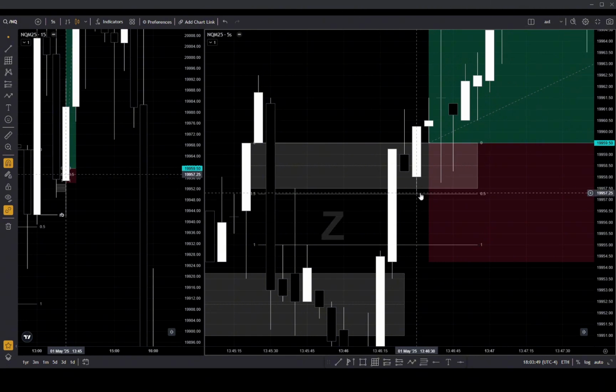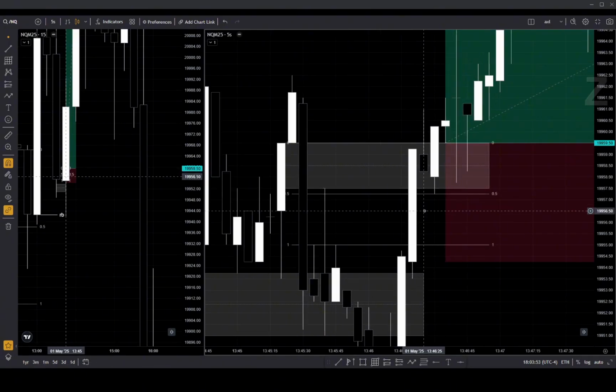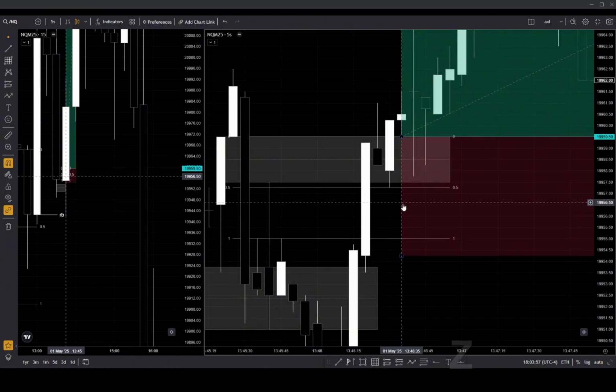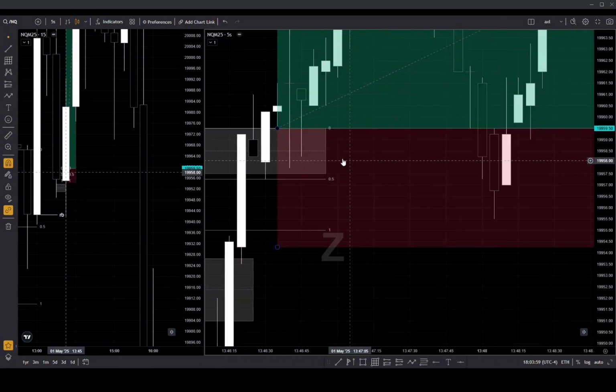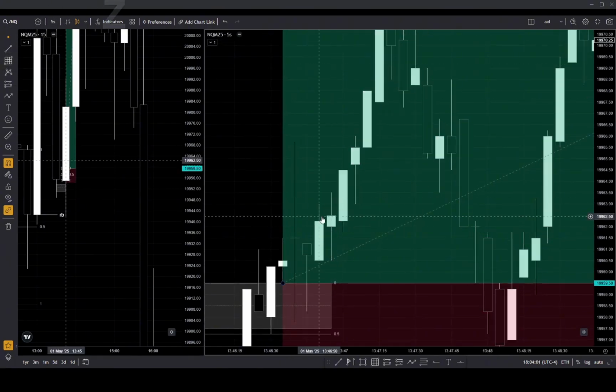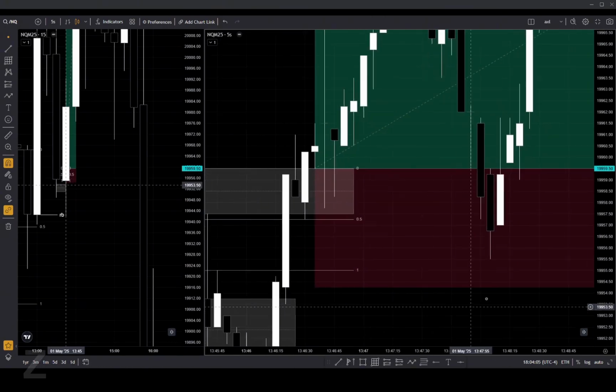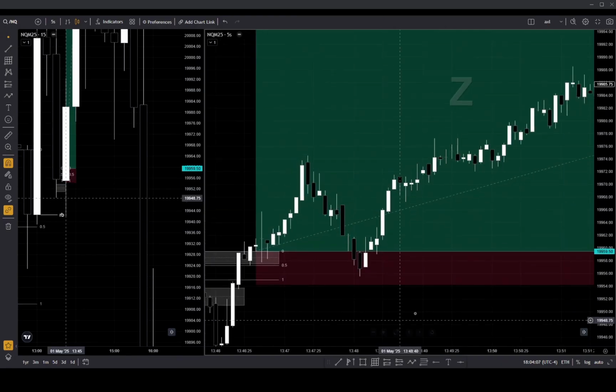So I don't like this immediate reaction. I think the market is probably going to have a retest in this EFVG. So I put my stop loss below the EFVG, and you see the market has a high, an expansion, and by the way, the market has a retest in the EFVG. So I made a good decision.